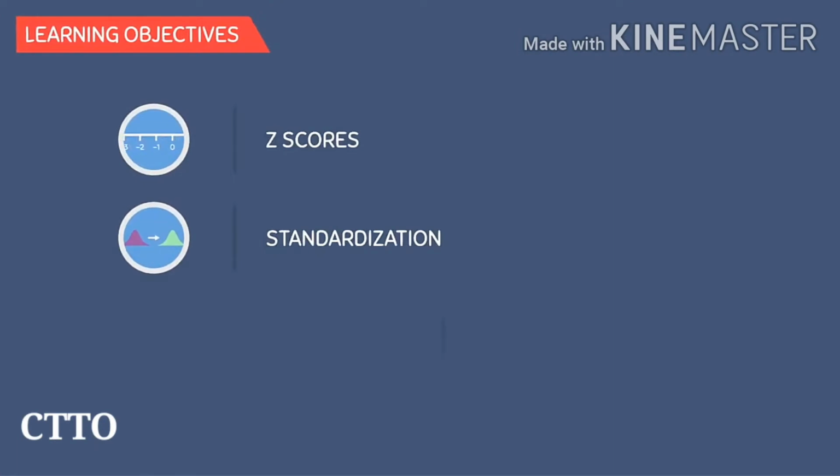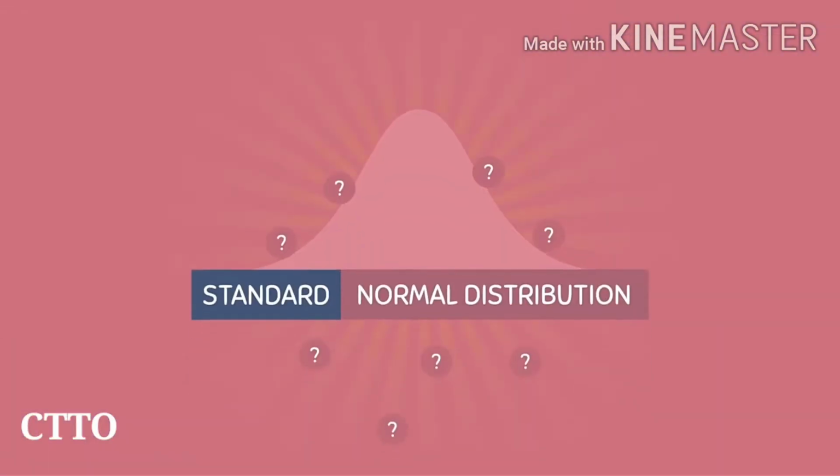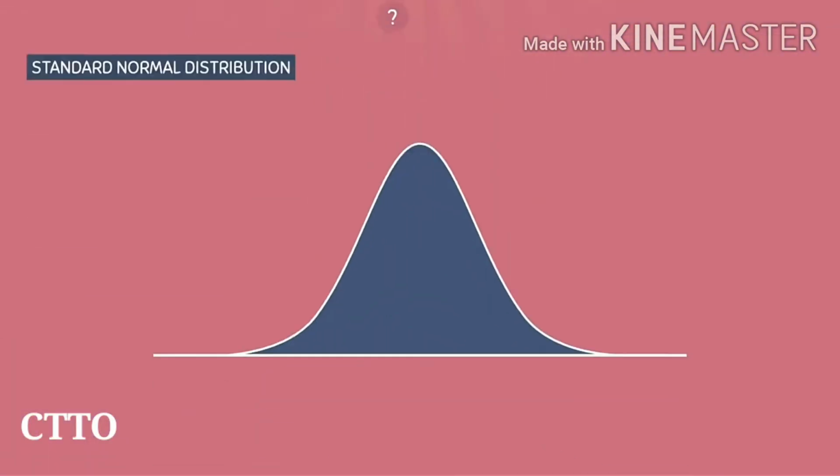In this video, we'll be learning about z-scores and standardization. By learning about both of these topics, you will learn how to calculate exact proportions using the standard normal distribution. What is standard normal distribution?